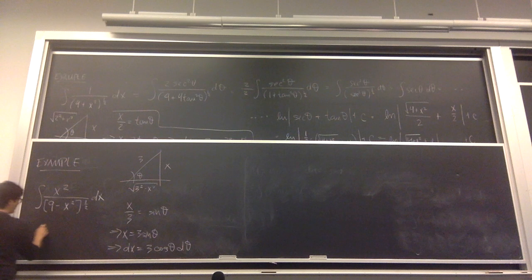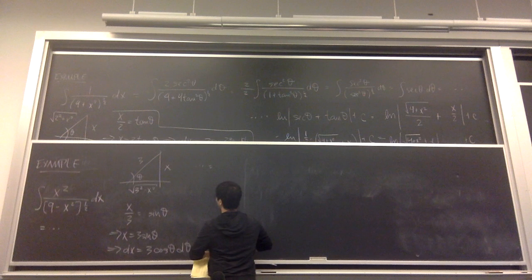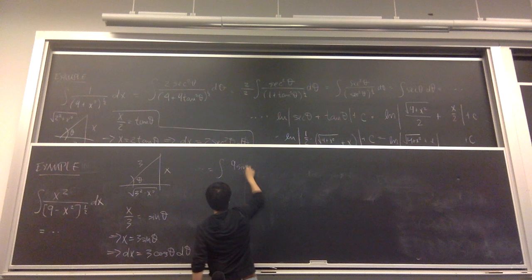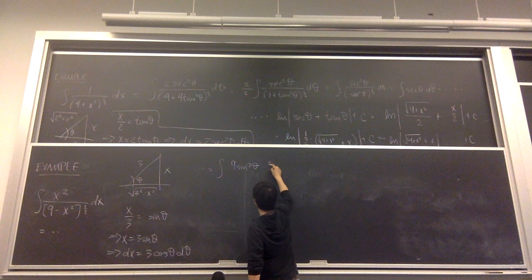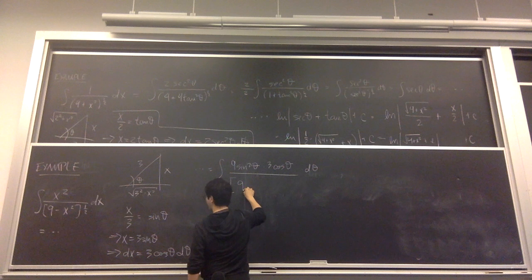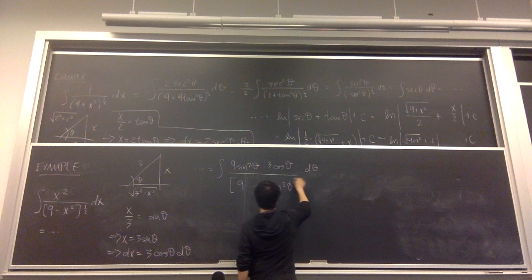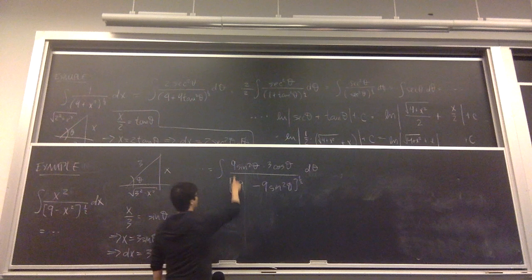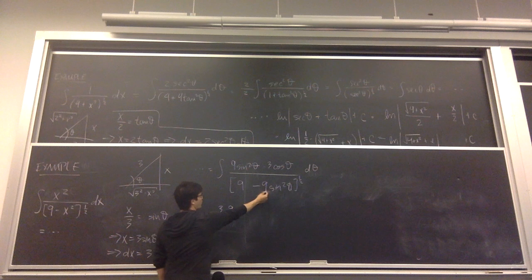So what new integral do we have? We have integral x squared, that's going to be 9 sine squared theta, dx, so that's going to give us another 3 cos theta d theta, over 9 minus x squared, so that's going to be 9 minus 9 sine squared theta, to the half, which is going to give us what? We have a 9 and a 3, so I'm just going to put that out here. On the bottom, we're going to pull out a 9, which becomes a 3. We're going to be left with what?